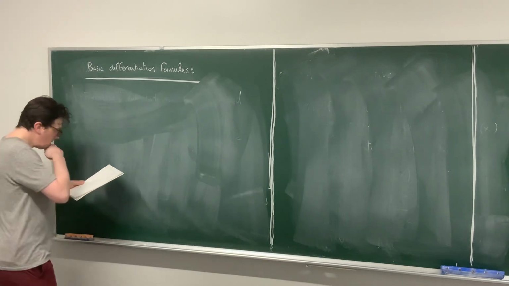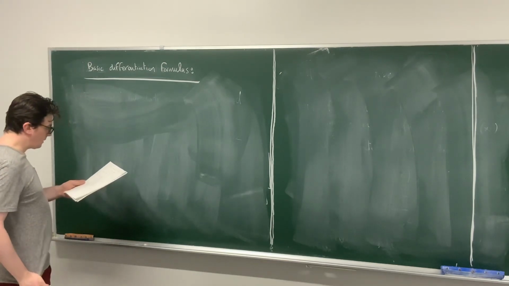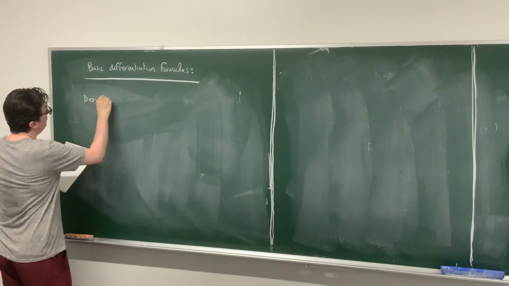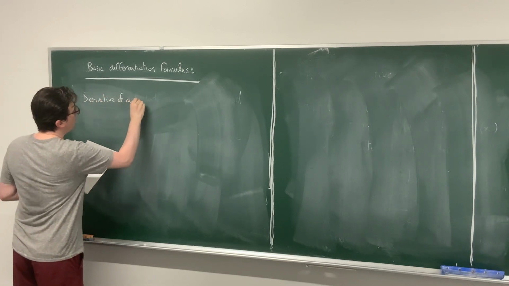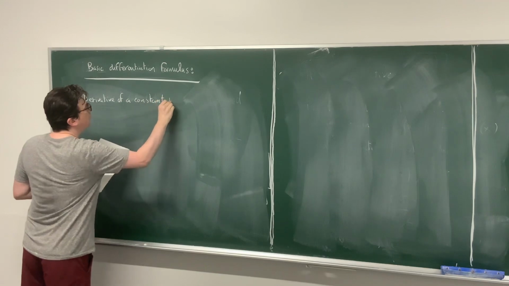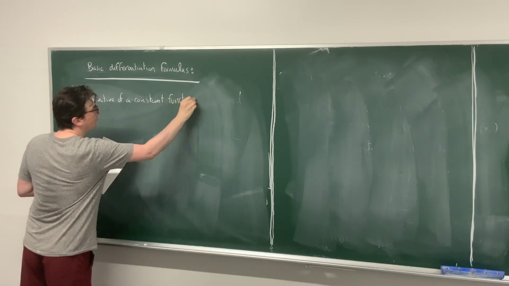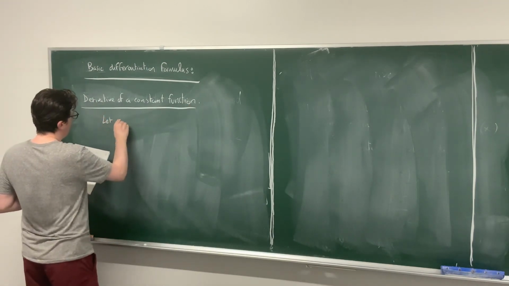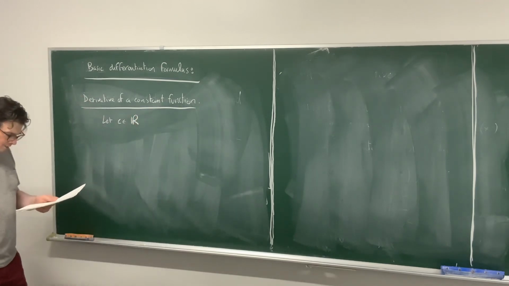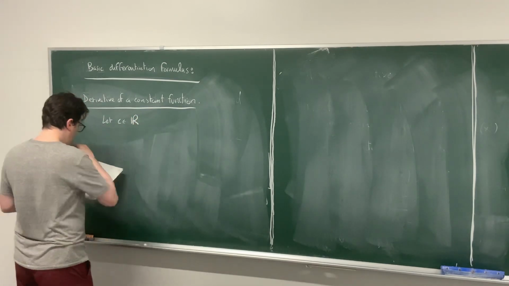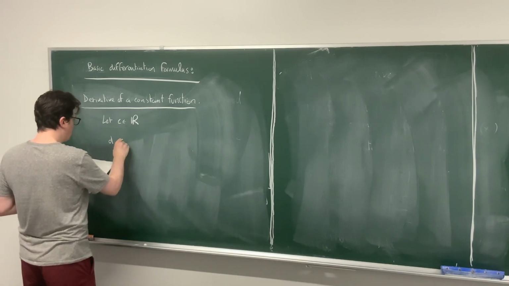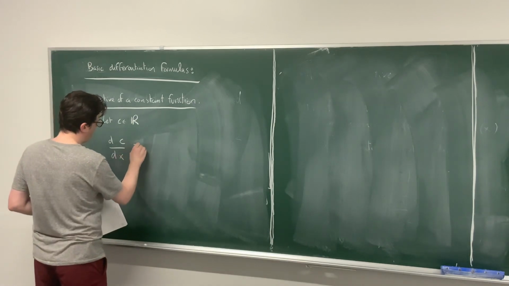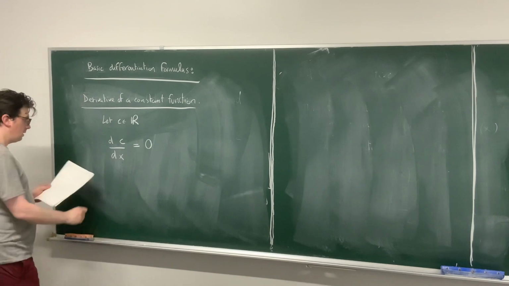basic differentiation formulas. So, what is easier than a constant? Nothing. So let's start with a constant. The derivative of a constant function. All right. So we consider c a constant, that is a real number for us, and we can show what the derivative is. Here I use the Leibniz notation. The derivative of this is 0, and here is the proof.